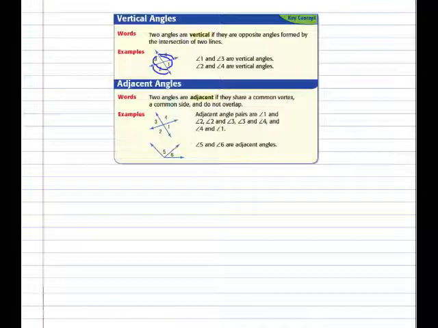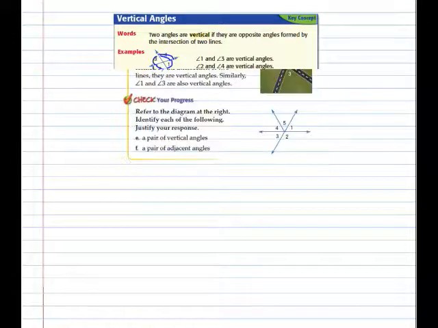Two angles are adjacent if they share a common vertex and a common side. In this case, angles 1 and 2 share this vertex and this side, as do angles 3 and 4. Angles 2 and 3 share the same vertex and side, and angles 4 and 1 share the common vertex and the common side. So we have angles 1 and 2, 2 and 3, 3 and 4, 4 and 1, 4 pairs of adjacent angles. Angles 5 and 6 are adjacent angles because they share a vertex and a common side, but do not overlap.